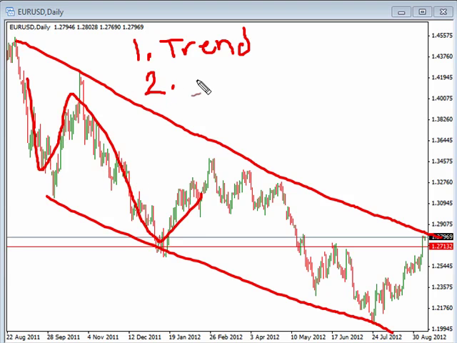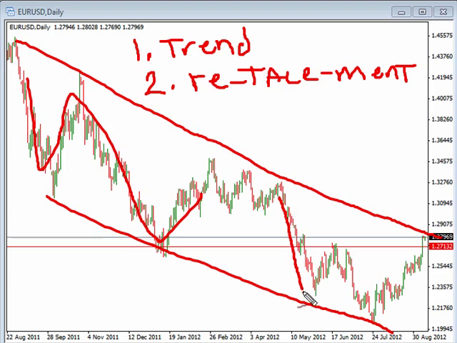Second thing is we need to look at retracements, or pullbacks, where the price moves against the trend. So if the trend moves down, a retracement would be when it moves back up. So right now, you can see that we are moving back up.